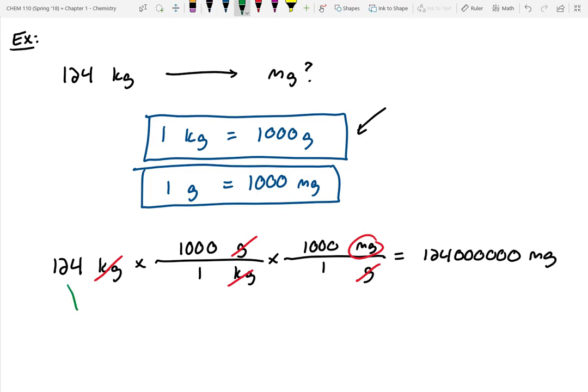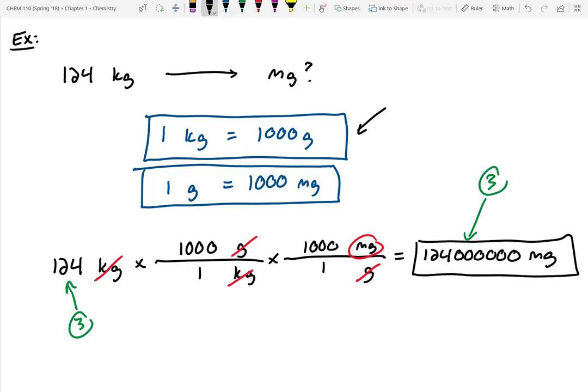Again, we can double check our sig figs. This has 3 sig figs. What about our final answer here? Has 3, so it looks like we're in good shape. I can immediately box this and say this is a correct answer. Or what would be another way of writing this? 1.24, and then if we count the number of digits, we'd say 1, 2, 3, 4, 5, 6, 7, 8. You can move that decimal point 8 places over, so you could say 1.24 times 10 to the 8th milligrams.